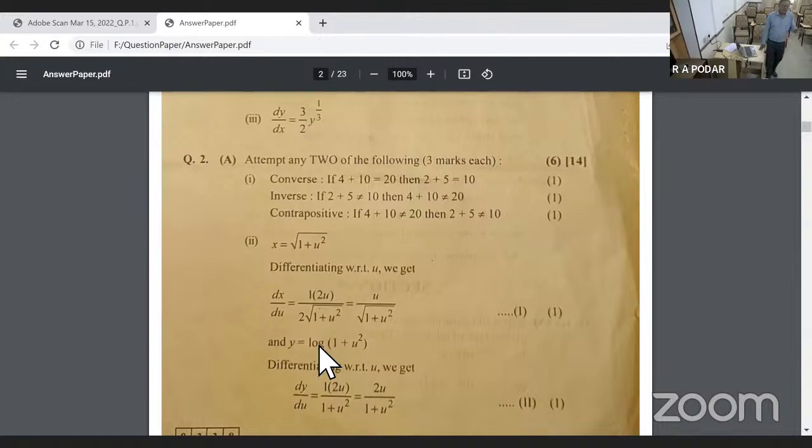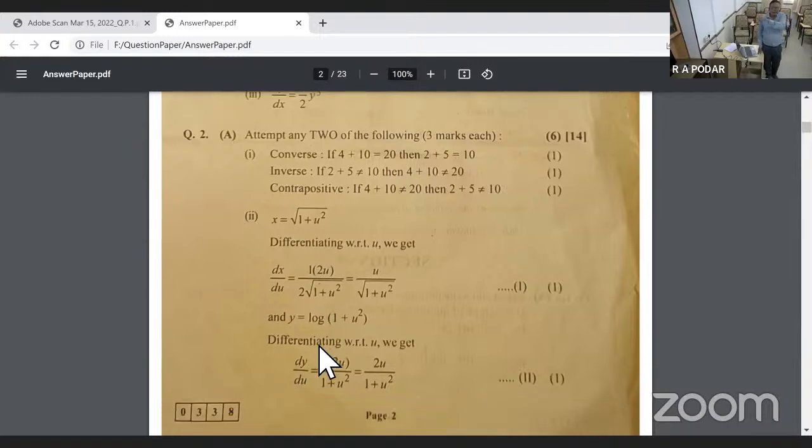Okay, so question number 2A. Now this is the answer. You can see for each one mark is allotted. You have to see the allotment of the marks. For converse 1 mark, correctly if you write symbolically and in sentence form. Then inverse 1 mark and contrapositive 1 mark. So first you write them in symbolic form and then you convert in sentence form, as Madam has suggested.